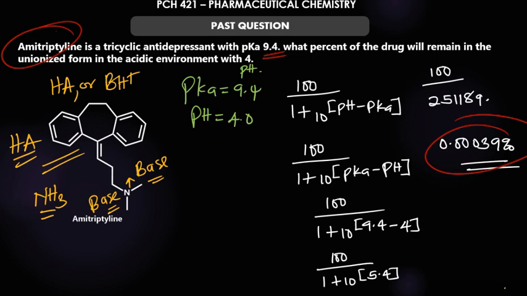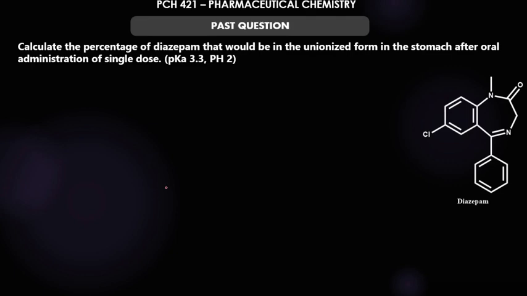So we said amitriptyline is a base, and because it is a base, you use that formula to determine it. So that is that. This percentage is ionized, then this is the percentage unionized.